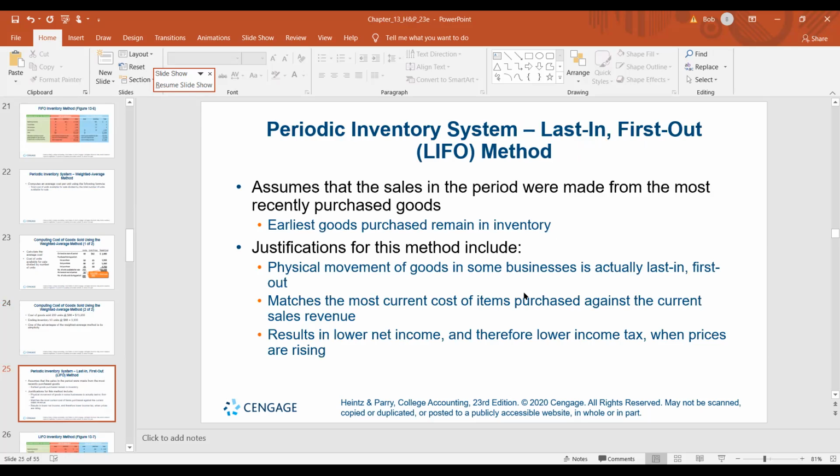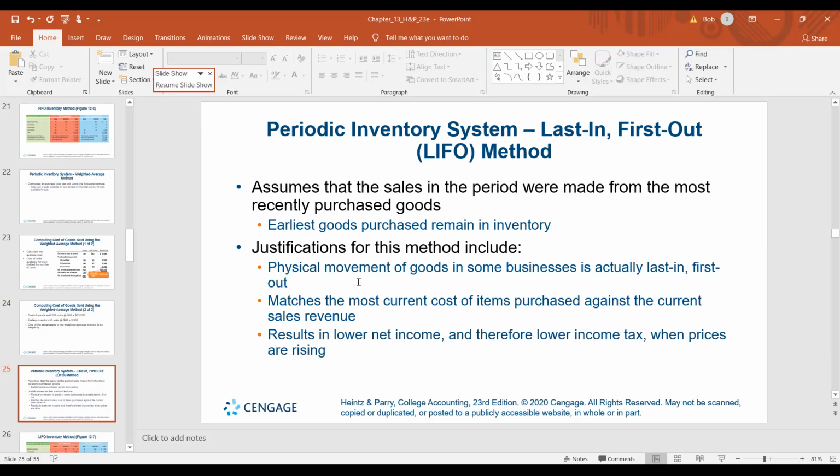Last in, first out. Now we're selling the new stuff first. The new stuff first. Mesa Produce just got a load of grapes in. Those are the ones we're selling today, right now, according to LIFO. Okay. LIFO assumes the sales in the period were made from the most recently purchased goods.